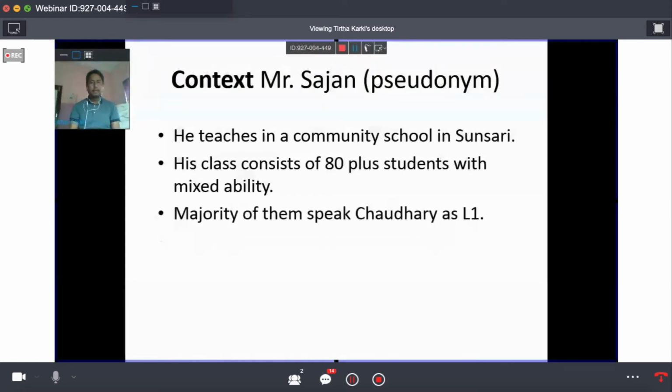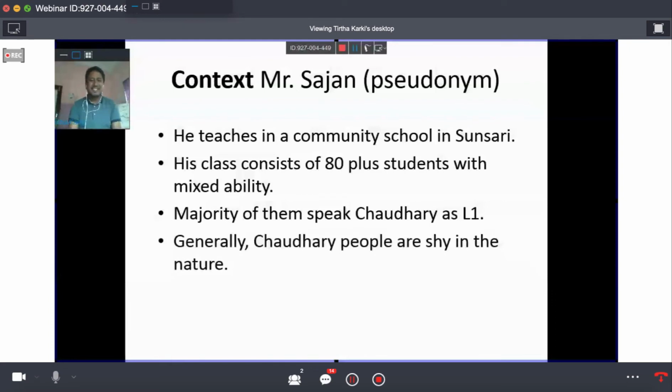Also, majority of the learners where he teaches speak Chaudhary as a first language, and for majority of the learners, their first language is Tharu. They speak the Tharu language, and they were found low proficient even in the Nepali language. And generally, Tharu people are shy in nature. Even Sajan was struggling with how to make the reluctant or shy students active in his classroom.